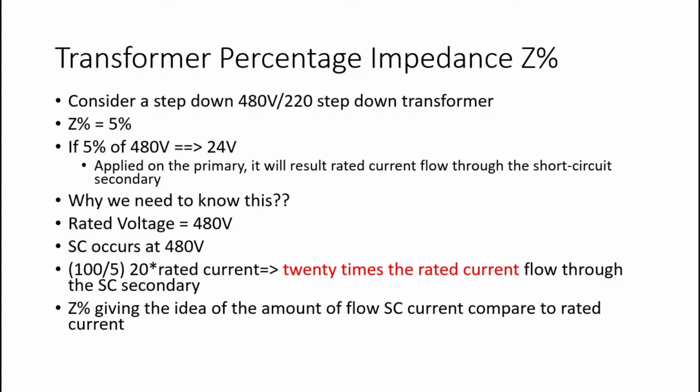So all of this gathers together and we conclude with another point, which is that the percentage impedance is inversely proportional to the short circuit current. The higher the percentage impedance, the lower the short circuit current.